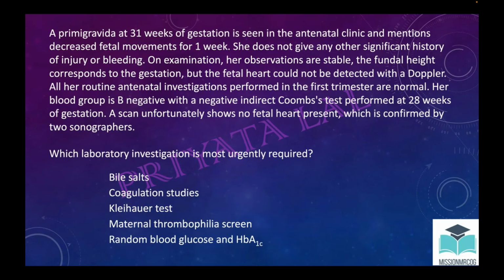A woman at 31 weeks is seen in the clinic with decreased movement. She has no injury or bleed. Observations are fine. Fundal height corresponds to gestation. Fetal heart cannot be detected. She is B negative with a negative indirect Coombs test at 28 weeks. Scan shows no heartbeat. What is the laboratory test required? Kleihauer test. Required.